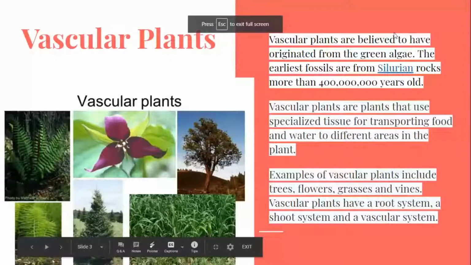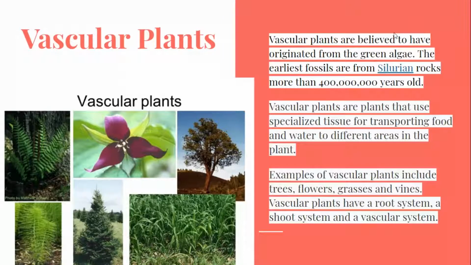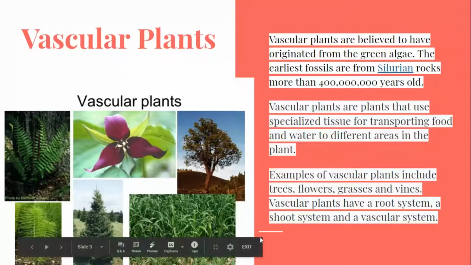All right, so vascular plants are believed to have originated from green algae. The earliest fossils are from the Silurian rocks, more than 400 million years old. Okay, so vascular plants are plants that use specialized tissue for transporting food and water to different areas in the plant. That right there is what I am looking for when I'm asking you, what is a vascular plant? So let's go back to our notes.